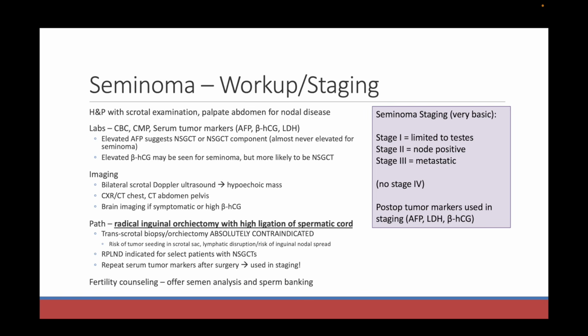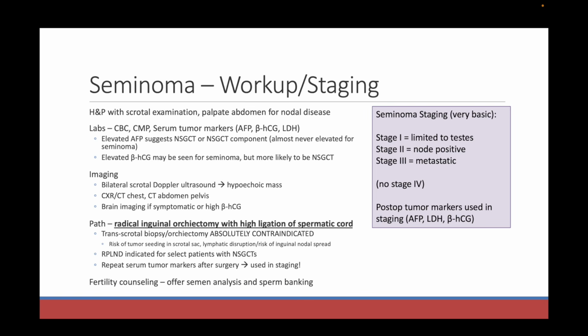As far as imaging, you'll typically start by getting a bilateral scrotal Doppler ultrasound and you'll see a hypoechoic mass in the scrotum. You want to get a chest x-ray or a CT scan of the chest as well as a CT of the abdomen and pelvis to evaluate for nodal disease. And if they're symptomatic in any way or if there's a high beta HCG, also get brain imaging because these have a high risk of going to the brain if it's something like a choriocarcinoma.